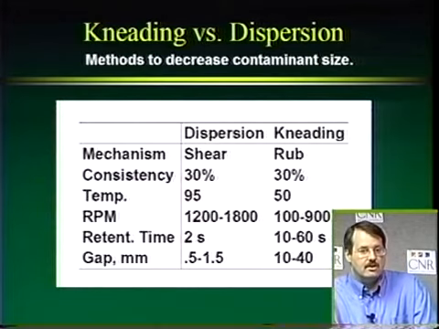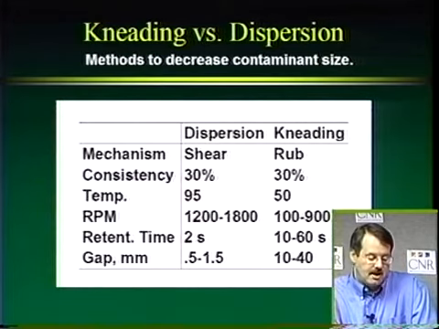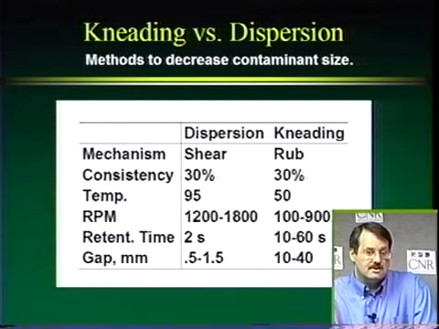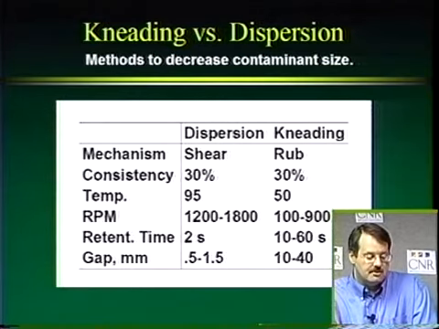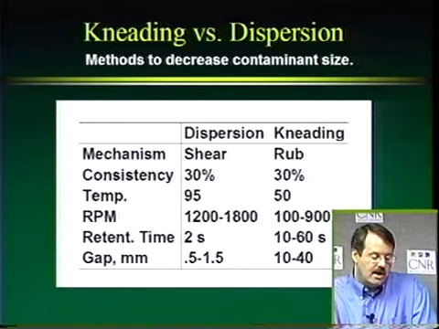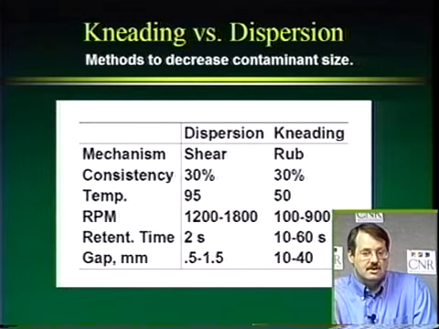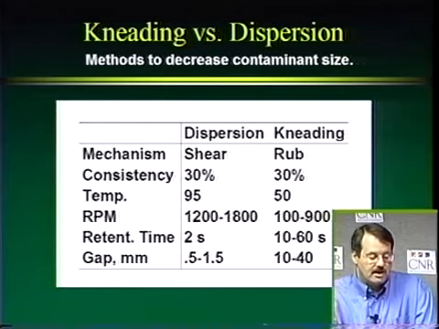For kneading, we're going to get a rubbing, and it's really fiber to fiber rubbing. It's not metal to contaminant rubbing. So what happens for kneading is that there's a contaminant in between fibers. The fibers rub the contaminant and break it.